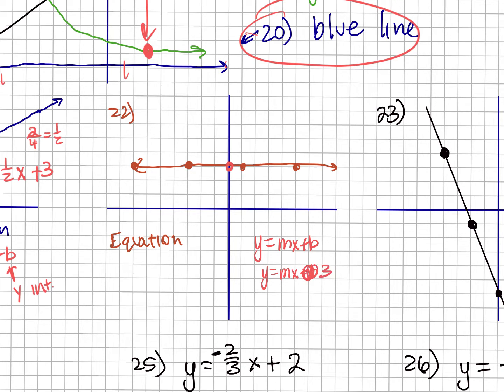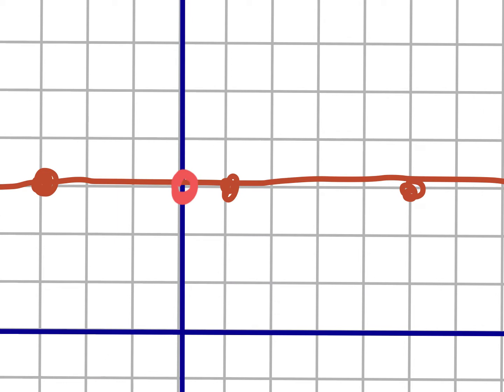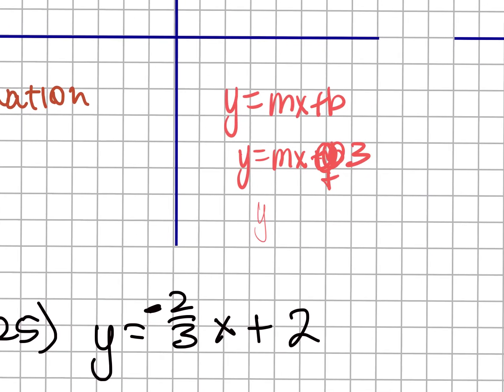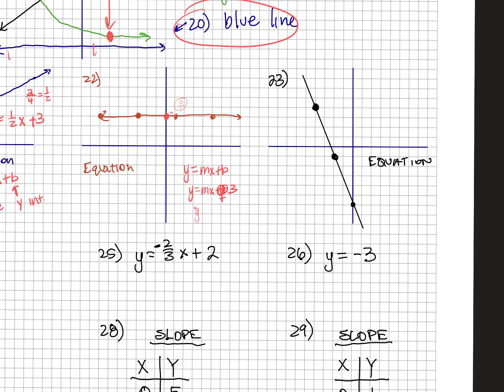Plus 3. But when I look at the slope of this line and ask how much it goes up and down, from this point to this point it goes up and down 0 over 1. 0 divided by 1 is 0. So this is y equals 0x plus 3. 0 times anything is 0, so this is just y equals 3. We'll talk about that more later in class.